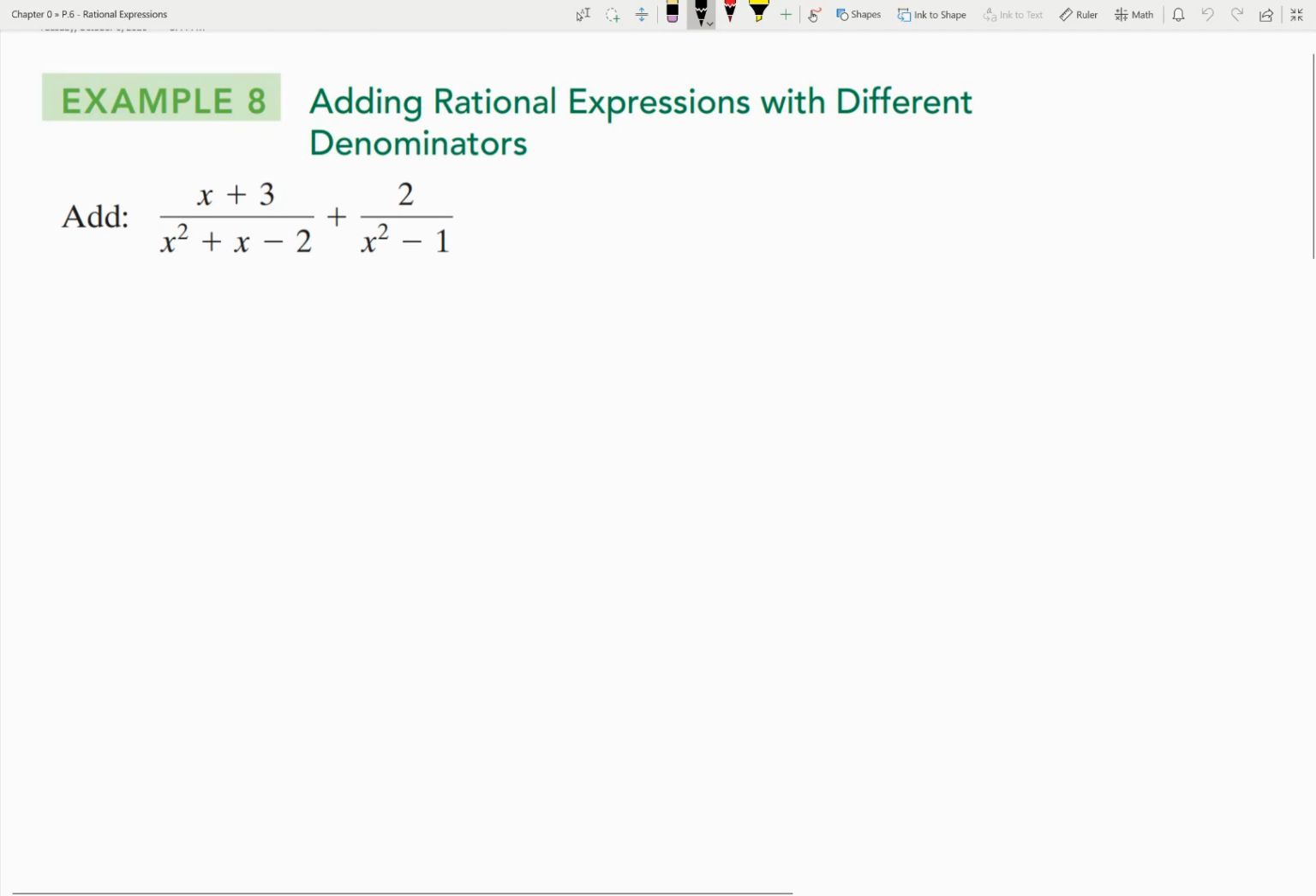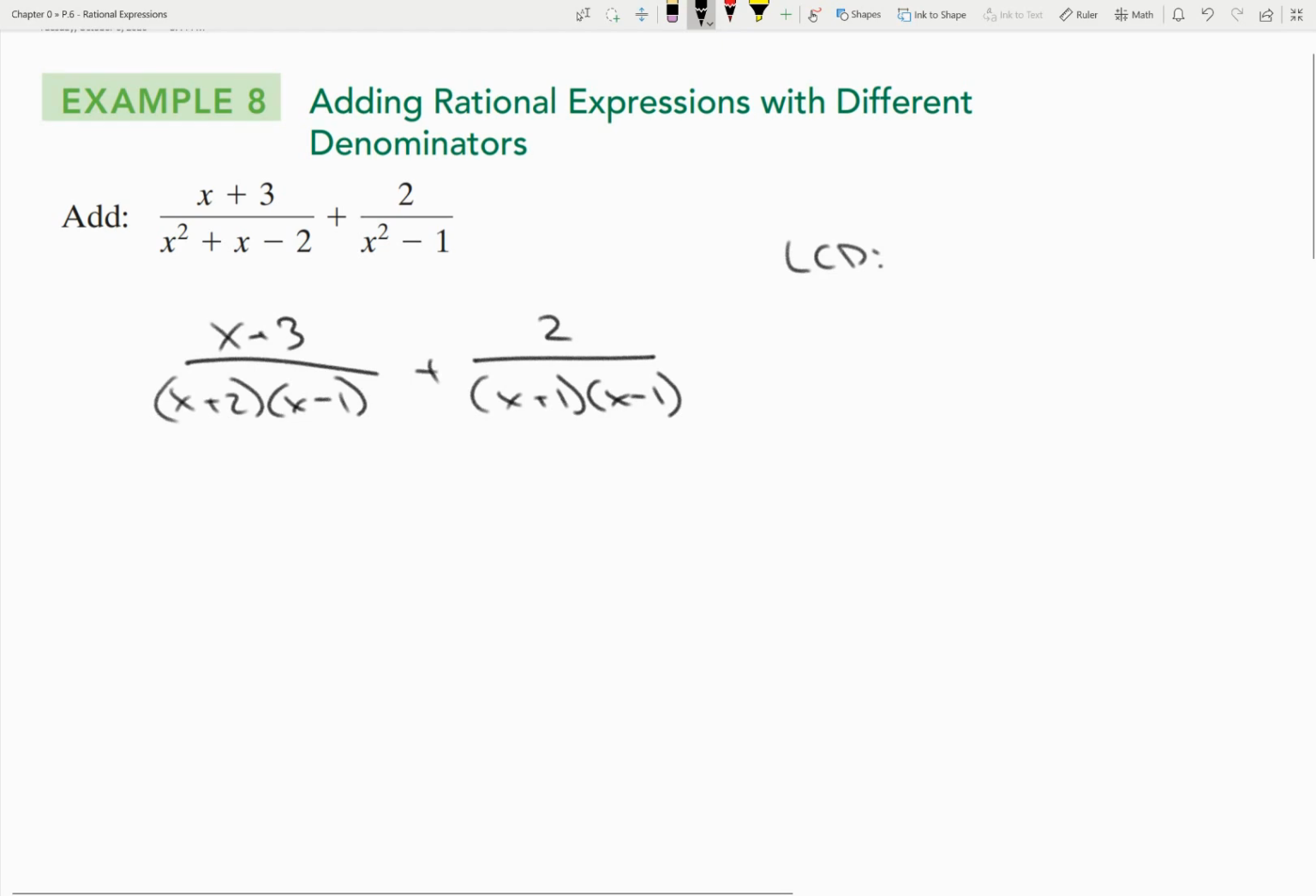So factor first. So we have x plus 3 over x plus 2, x minus 1, plus 2 over x plus 1, x minus 1. Okay, so what's the LCD? The least common denominator is going to be x plus 2, x minus 1, everything from the first expression, and then the biggest degree or anything that's missing from the second one. Well, I already have an x minus 1 to the first power, so I don't need another one, but I do need an x plus 1.